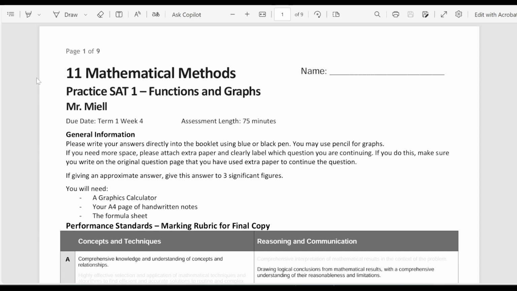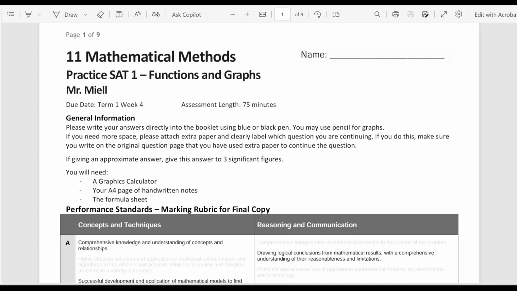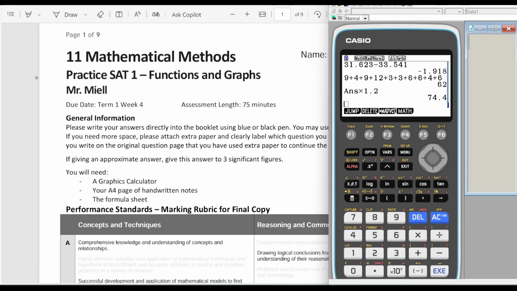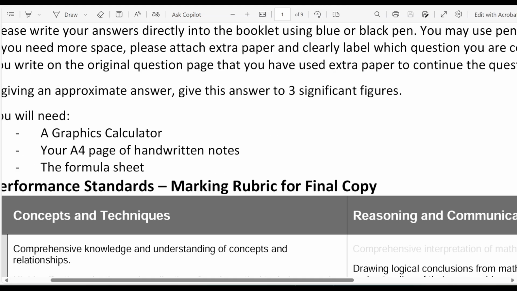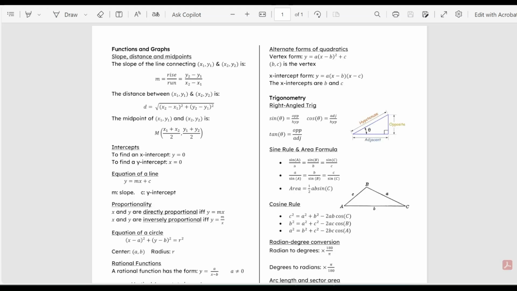All right, we're going through our practice test for the functions and graphs topic. Just before we get started, you want to make sure that you've got a graphics calculator, that you've got your A4 page of handwritten notes, or in other words, your cheat sheet, and you've also got the formula sheet. So the formula sheet should look something like that.